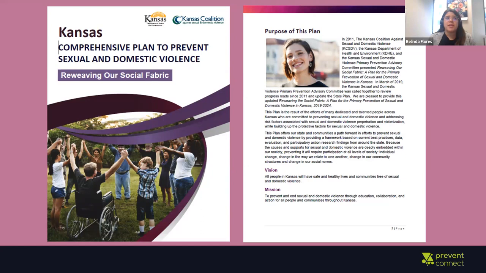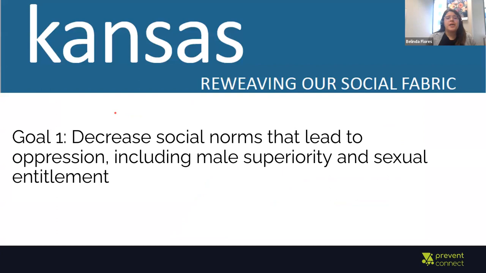And this group comes together to create a plan that guides our sexual violence prevention work. And our mission is for all people in Kansas to have a safe and healthy life and community free of sexual and domestic violence. So I'll go over all of our goals in that plan. The first one is decrease social norms that lead to oppression, including male superiority and sexual entitlement.